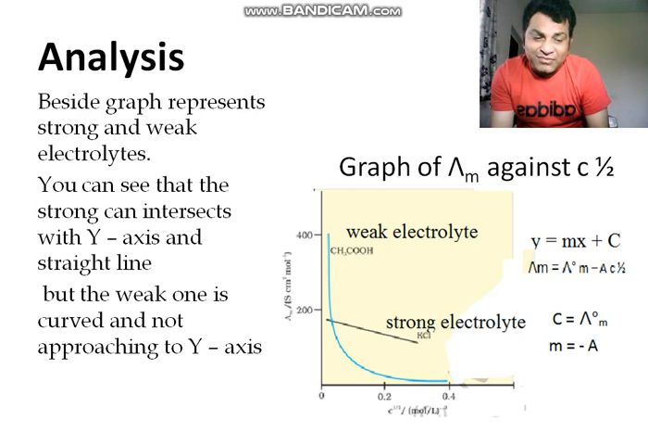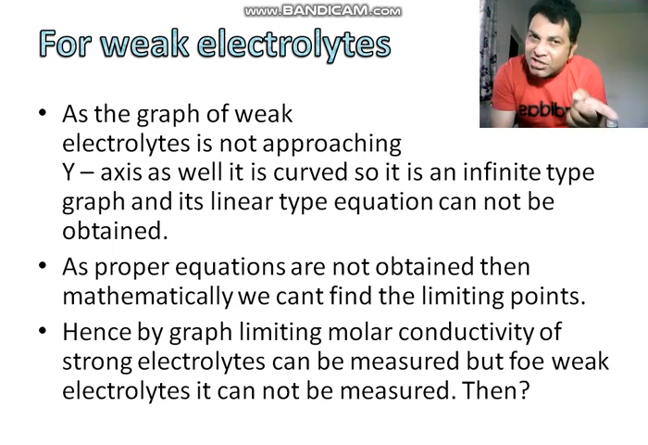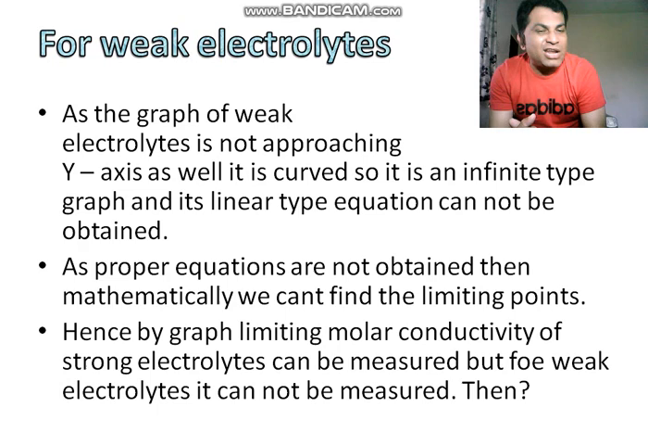Okay, so now what to do? In case of a weak electrolyte, the graph is not approaching the y-axis, it is curved, so it is an infinite type of graph and its linear equation cannot be obtained. As proper equations are not obtained, mathematically we can't find the limiting points, and we are not able to measure A as well as lambda degree m. Hence by graph, the limiting molar conductivity of strong electrolytes can be measured, but for weak electrolytes it cannot be measured. Then now what to do?